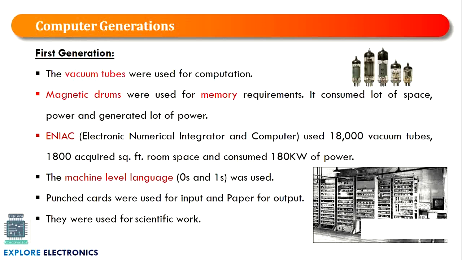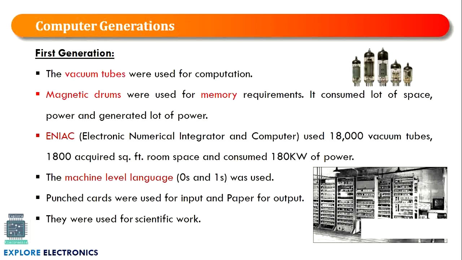So, in the first generation of computers, we'll see how they were built. The first generation of computers used vacuum tubes for computation, and the memory was built using magnetic drums. The first computer, ENIAC, which is Electronic Numerical Integrator and Computer, used 18,000 vacuum tubes. It consumed a lot of space, 1800 square feet, and also 180 kilowatts of power.